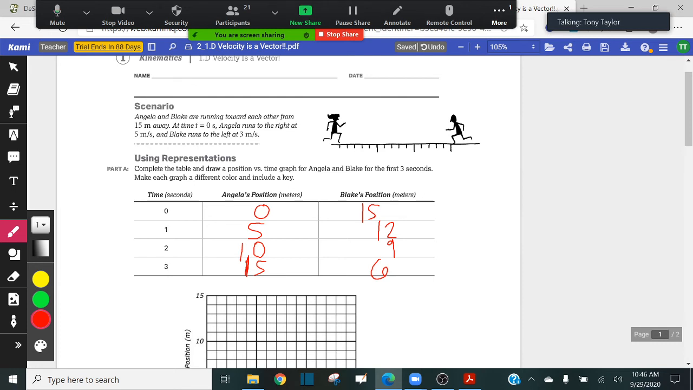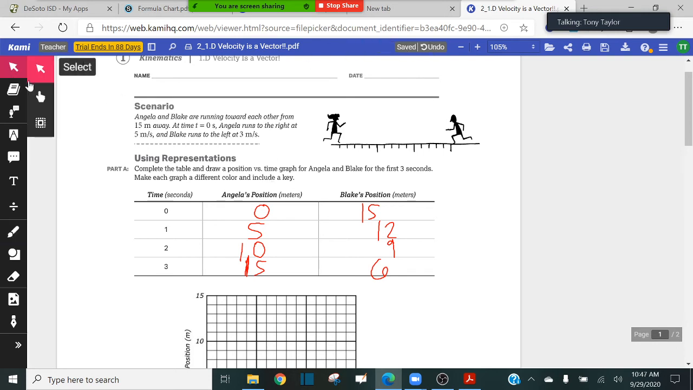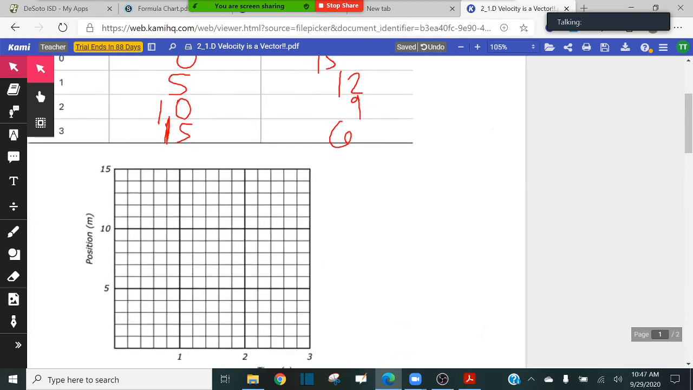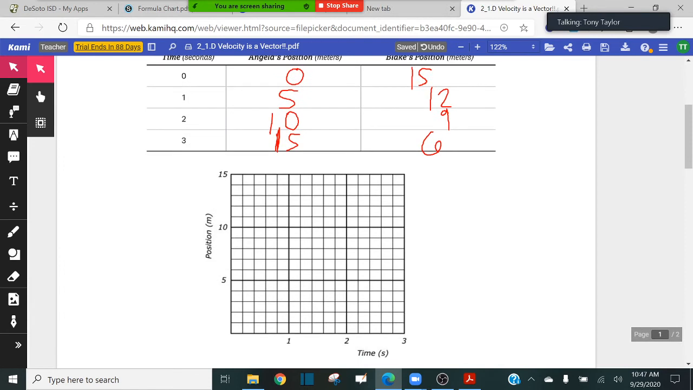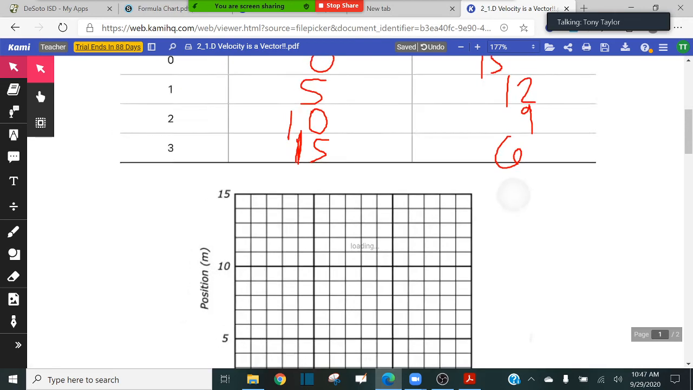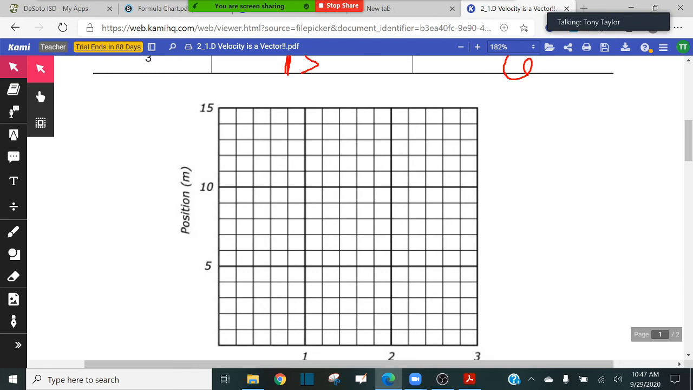So now, okay, I want you guys to notice something here. When we plot out this data here in this table, I want you guys to notice some trends. I want you guys to notice the difference in both their lines. Okay, so let me zoom in here so we can see this.